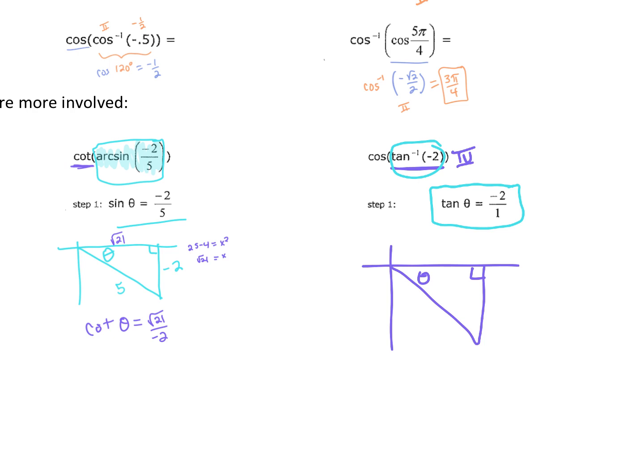So this tells us that the tangent ratio for that angle measure is negative 2 over 1. And we know tangent is opposite over adjacent. Then we can use the Pythagorean theorem to find the other side. We're looking for the hypotenuse on this one. So 4 plus 1 is equal to r squared, or h squared, so we get the square root of 5 for r.